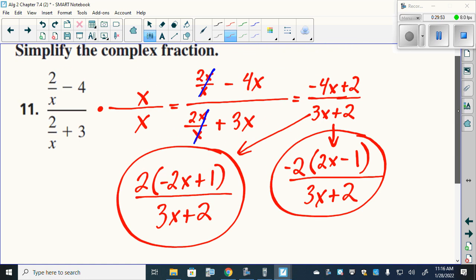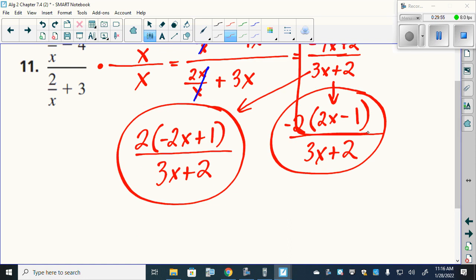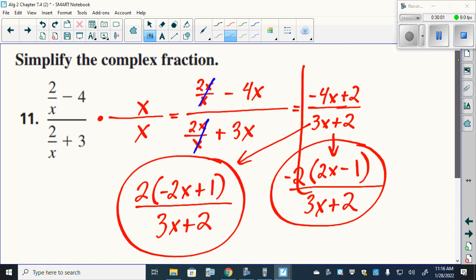Or as we said earlier, the textbook would actually just leave it as this here, because there is no greatest common factor in top and bottom, so they'll leave it here because it won't simplify.